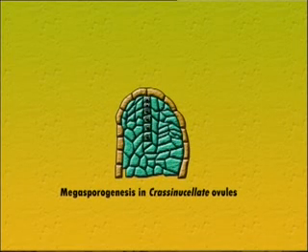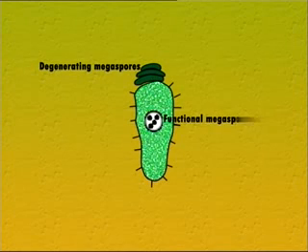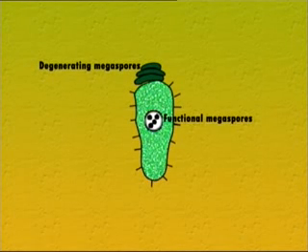Megaspore mother cell undergoes meiosis to form 4 haploid megaspores, which are arranged in a linear tetrad. Occasionally, T-shaped or inverted T-shaped tetrads are also formed. When both the meiotic divisions are followed by wall formation, only one of the 4 megaspores functions and forms female gametophyte, and the other 3 megaspores degenerate.